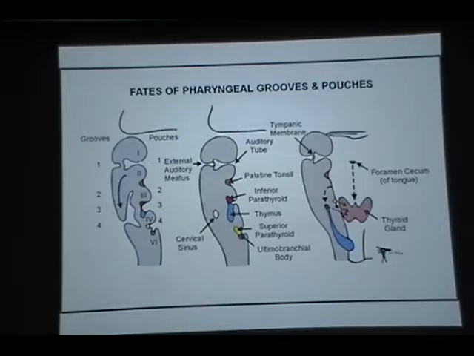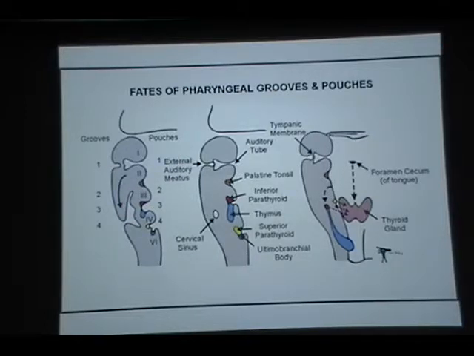The first pouch here becomes the tympanic cavity. It's connected to the nasal cavity through the eustachian tube, through the auditory tube. So the groove and the pouch between the first and second arch contribute very much to ear structure. And that's going to be joined, we'll see in a little while, by what's termed the otic placode to form the inner ear. The rest of the grooves disappear by overgrowth of arch 2.